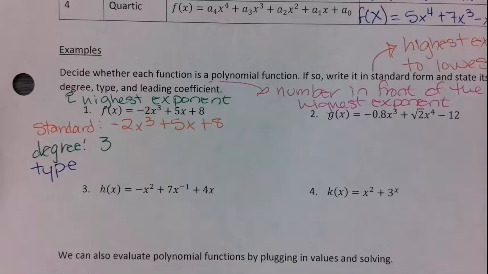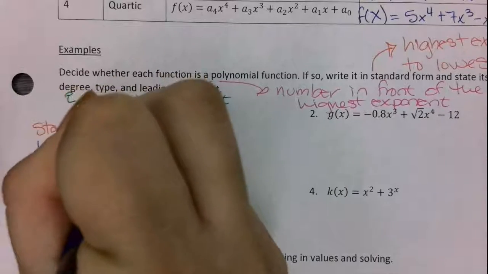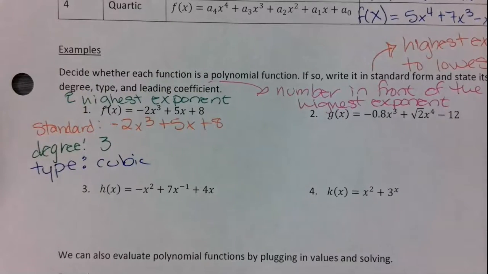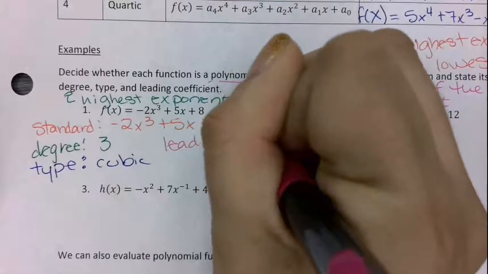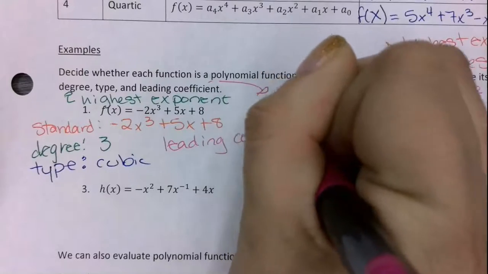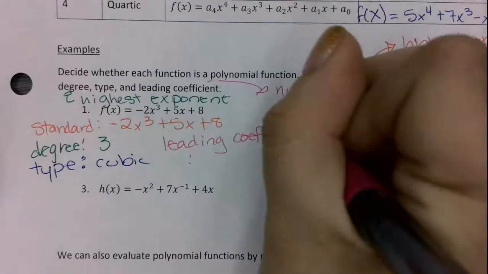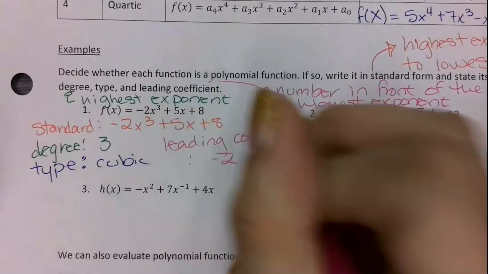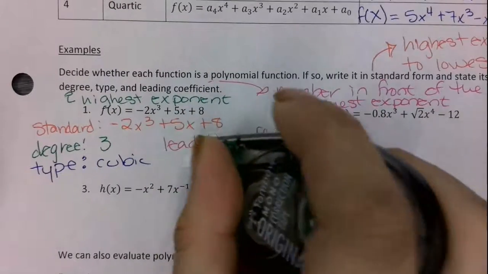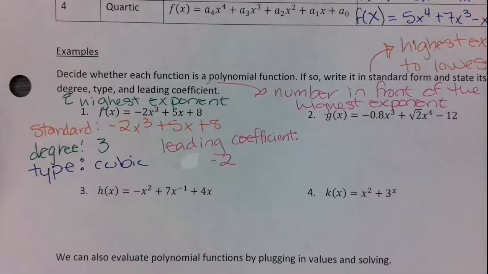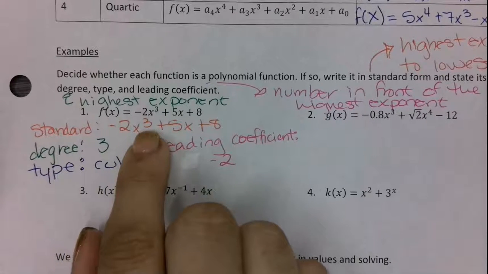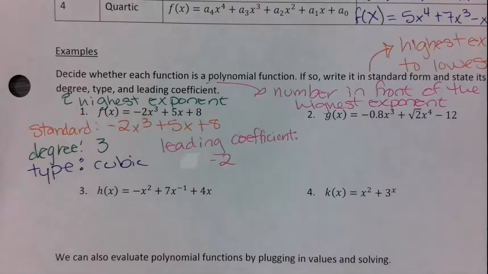Okay. What is the type? So when it has degree 3, what type is it? Cubic. And my leading coefficient? Okay, so questions on any of that for number 1? The exponent, the highest exponent? Yeah, that's all we have to do.